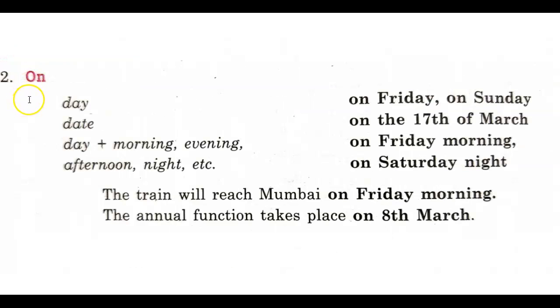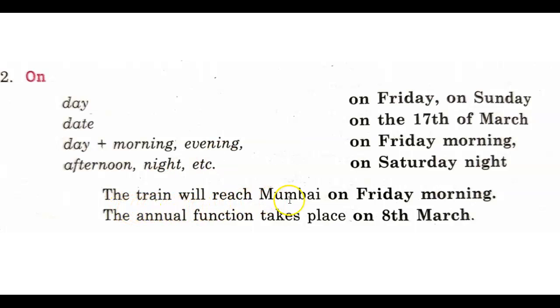The next preposition of time is on. We can use on to refer to day, date, that is day plus morning, evening, afternoon, night, etc. So on Friday, on a particular day, we say, when is our holiday? On Friday. On Sunday, on the 17th of March. When we talk about a particular date, we will never say in the 17th of March. On which date? On 17th of March. On Friday morning. On Saturday night. So these are the things, day and date, when we use on as the preposition.